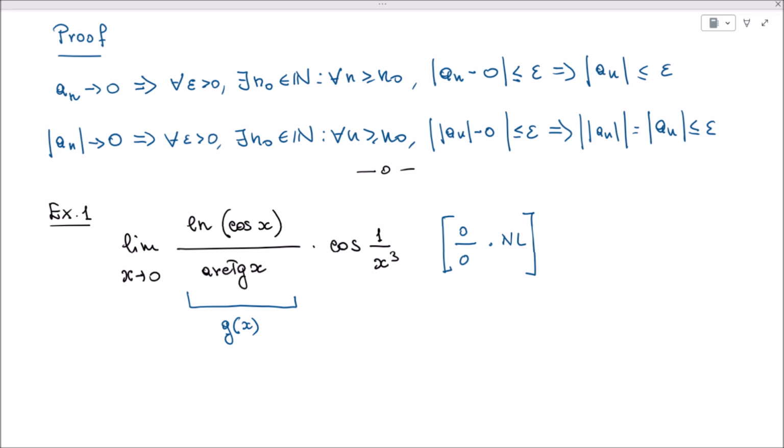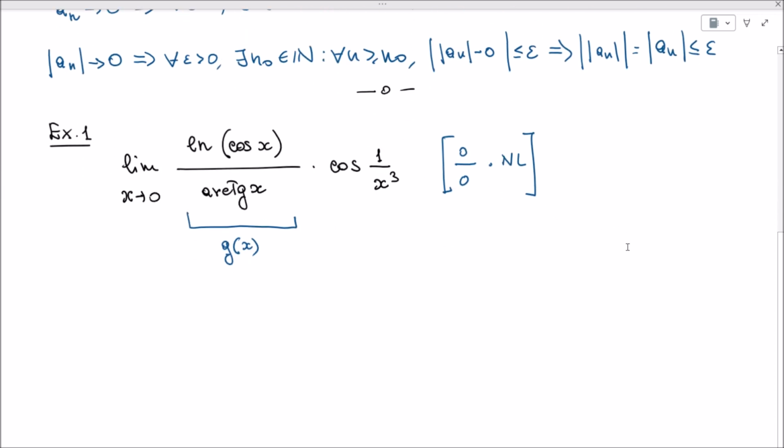So clearly this is something that we cannot establish by just replacing x equals 0 into the function itself. So we need to devise some other way of computing the limit. Now, the first observation, we observe that clearly cosine of 1 over x to the cube is bounded between -1 and 1. So if at some point we need to write an inequality, it will be easy to just remove cosine of 1 over x to the cube.